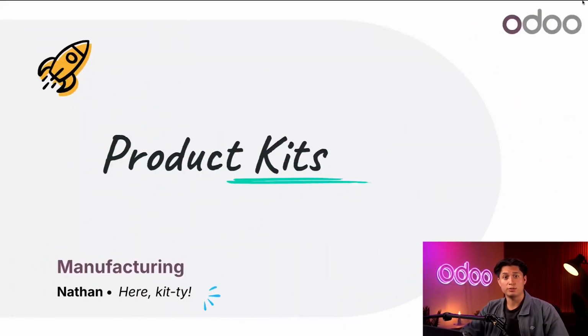Welcome back, O-doers. Today we're talking about how to create product kits using the Bill of Materials feature in the manufacturing app. What is a kit, you ask?